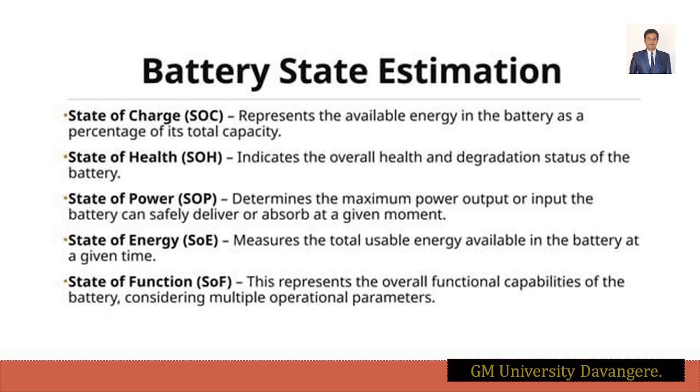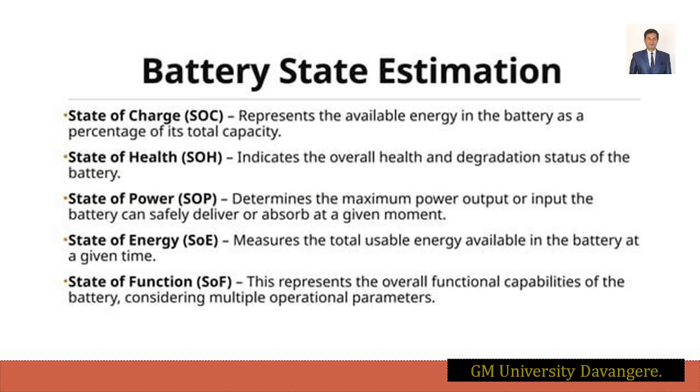Okay, we are discussing battery state estimation. That is the state of charge, state of health, state of power, state of energy, and state of function. These are the various estimation techniques. The state of charge usually represents the available energy in the battery as a percentage of its total capacity. That is what we discussed in the previous session.